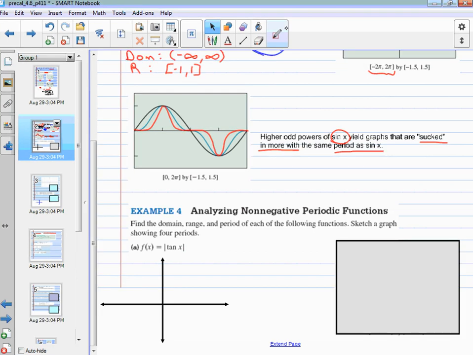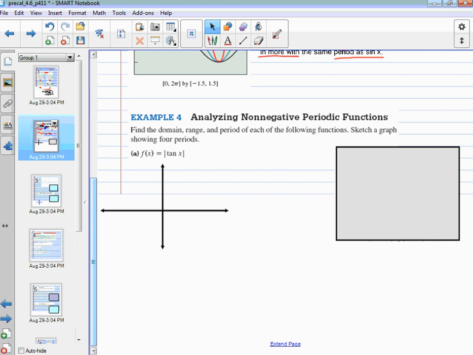Now we're looking at non-negative ones, because negative ones just reflect over the x-axis, so they might look a little bit different. Find the domain, the range, and the period of each of the following functions and sketch a graph showing 4 periods. Absolute value of tangent of x. What does absolute value do to anything? It keeps it positive. If it was negative, it makes it positive. If it's positive, it stays positive. So nothing is on the negative side.